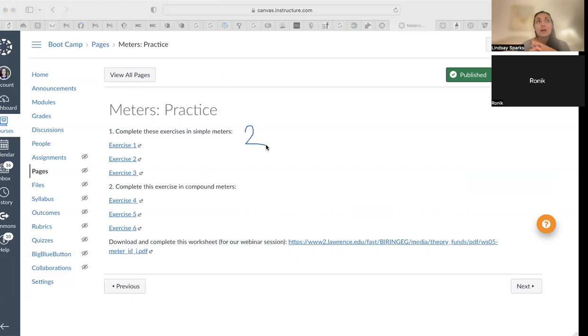What were some other ones? 2/2, common time, cut time, those kinds of things. They're all simple meters. And then compound meters have a division, a microbeat of 3. So 6/8, 9/8, 12/8, 6/4 most of the time is considered compound. 3/2 is considered simple. Okay, so it always depends on how you're subdividing the big pulse.